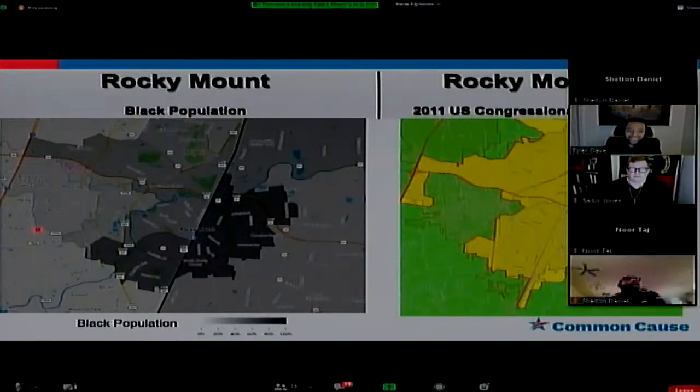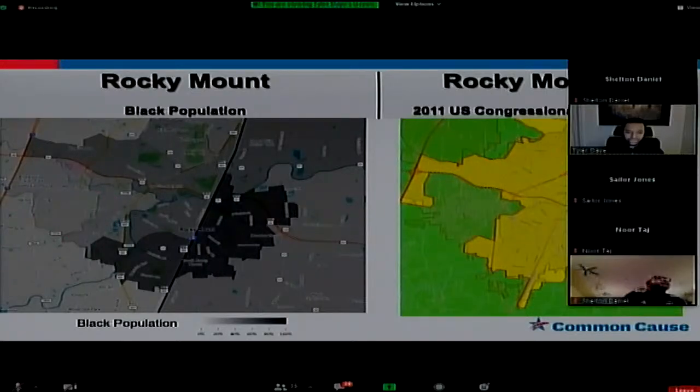Well, when you look at the 2011 U.S. congressional districts, there's a correlation here. This area, in the southwestern portion of the city, was left out of this congressional district, District 1, the yellow district you see here. And this district, District 1, is a part of a district that was struck down by the U.S. Supreme Court for being a racial gerrymander.